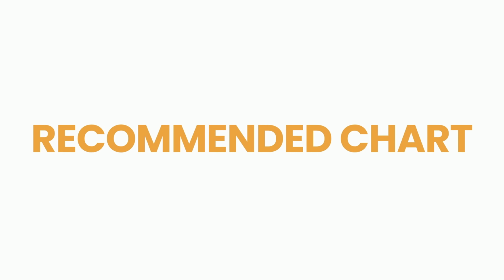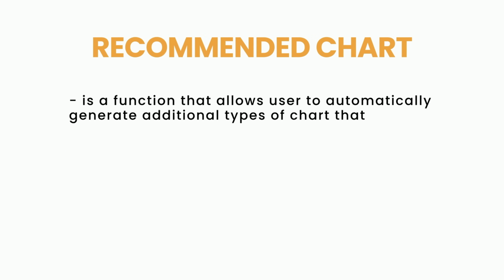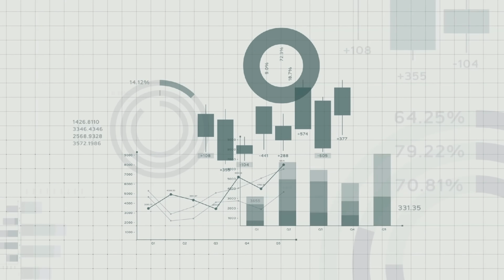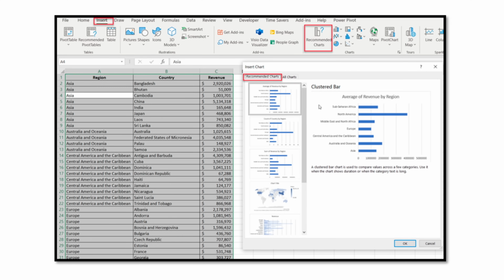Now let's try to understand recommended charts. The recommended charts feature in Excel is a function that allows users to automatically generate additional types of chart that are not available in the ribbon. Three things can cause a chart to be generated: user selected data, data from external source, and dynamic data, meaning there is no need for user intervention. This feature generates and displays a list of recommended charts and graphs based on your data selection. The list is displayed under Insert, Recommended Charts.